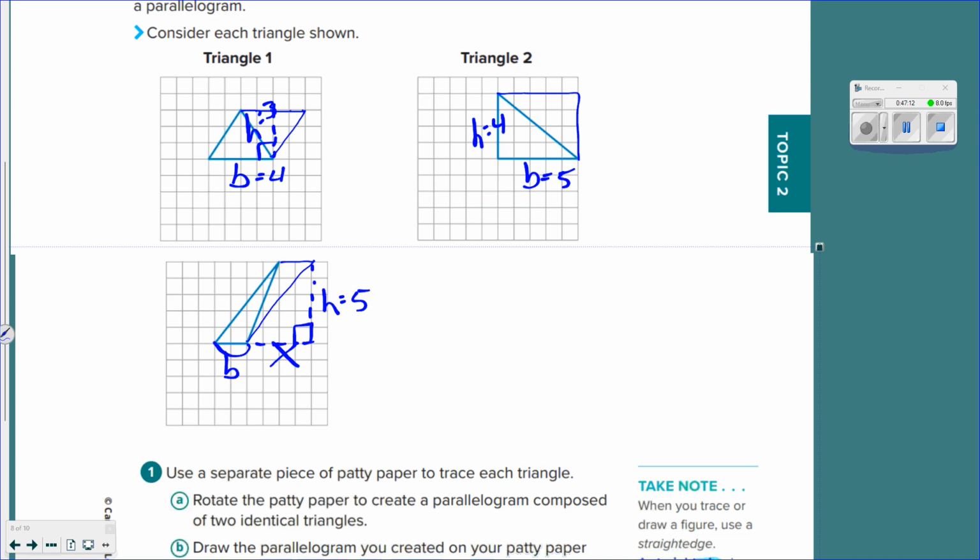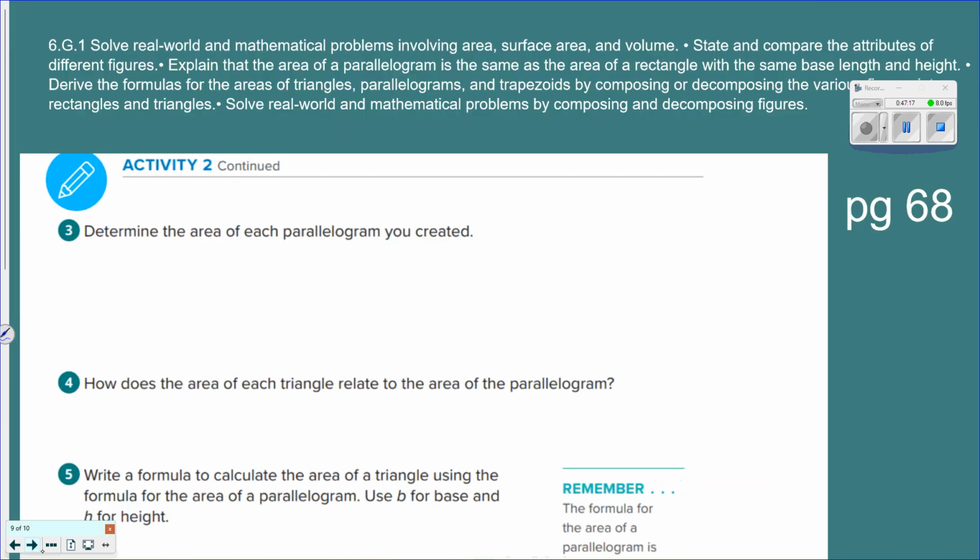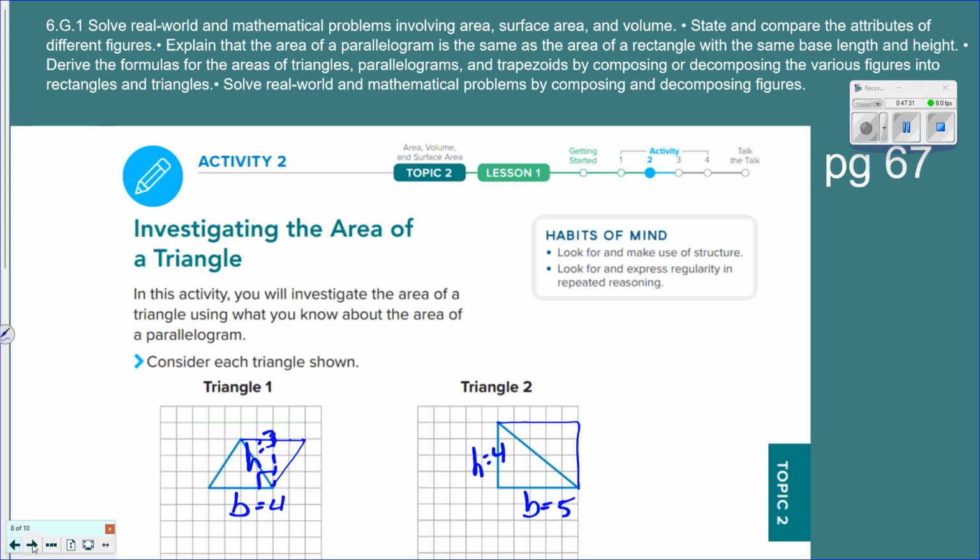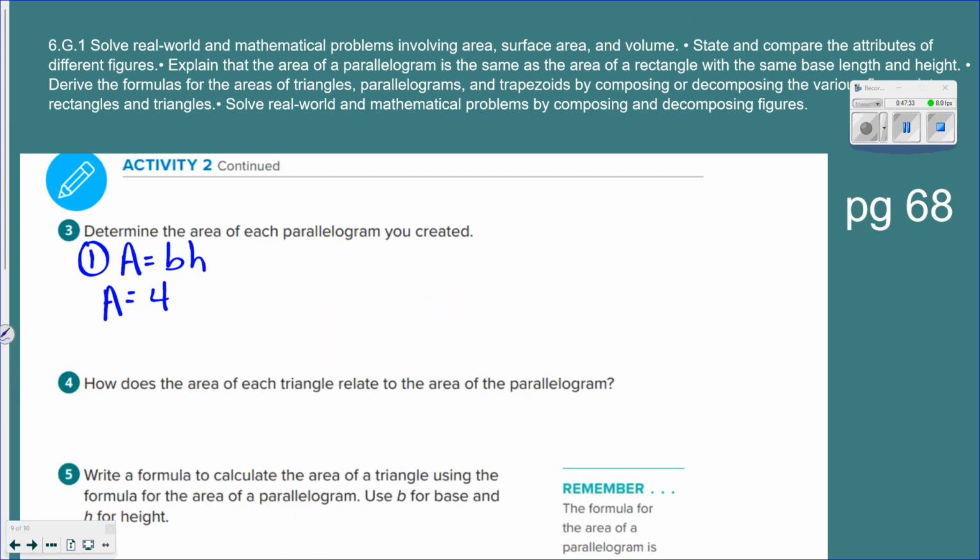Determine the area of each parallelogram. So for number 1, I said the base was 4 and the height was 3. So that's going to be 4 times 3 or 12 units squared. For number 2, that one was easy because we counted all of them. That was 4 times 5 or 20 square units.